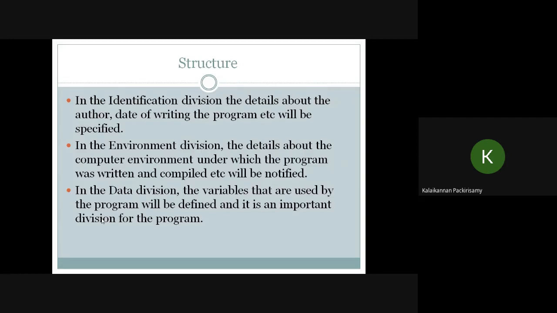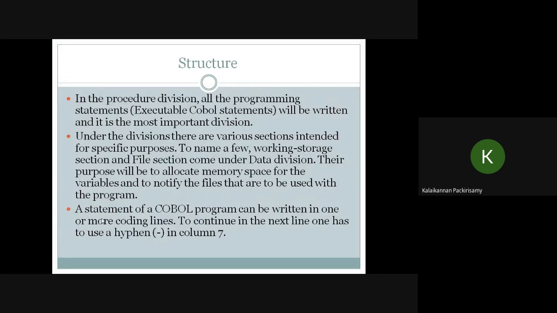And then the next one, procedure division. The procedure division is the final one and a very, very important one in the COBOL programming language. We have executable COBOL statements here. Using this procedure division, we code our program. Under the procedure division, we add various paragraphs like paragraph 1, 2, 3, 4. Under each paragraph, we type the code that is to be executed for your program.